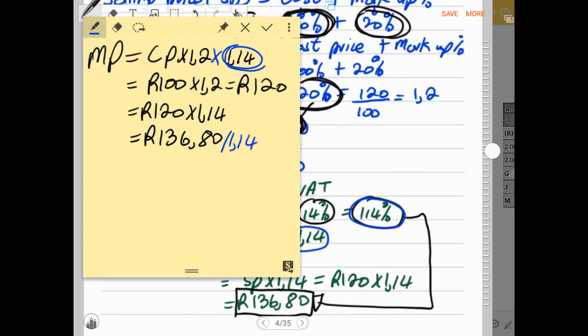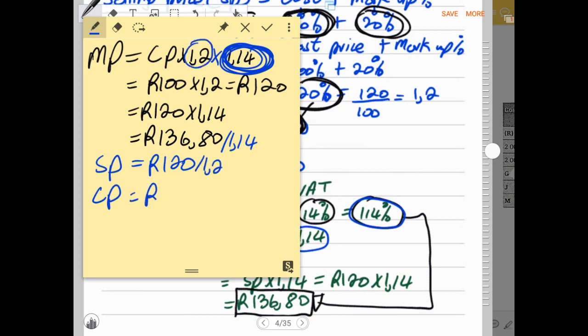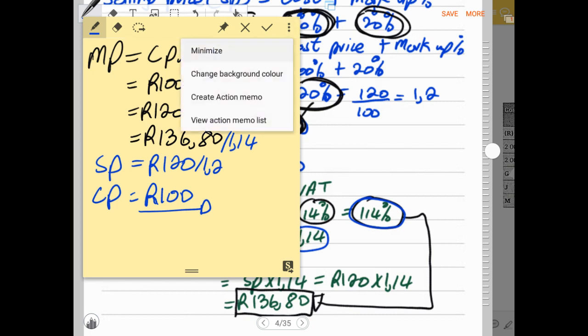That means, as shown here at the bottom, that if you just say divide by 1.14, you are eliminating the VAT, and you'll get to the selling price before VAT was taken into account. Hence, if we divide by 1.14, it will give us 120, and 120 is the selling price. Then to get to the cost price, it will be 120 divided by 1.2. That means we are eliminating that 1.2, and that will give us the cost price of 100 rands. So these are the different ways in which you can calculate amounts in reverse, or going forward.